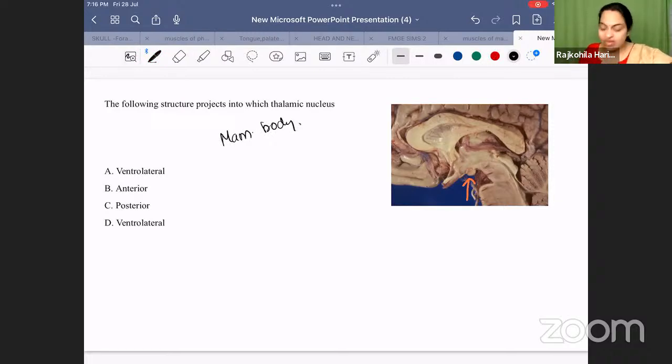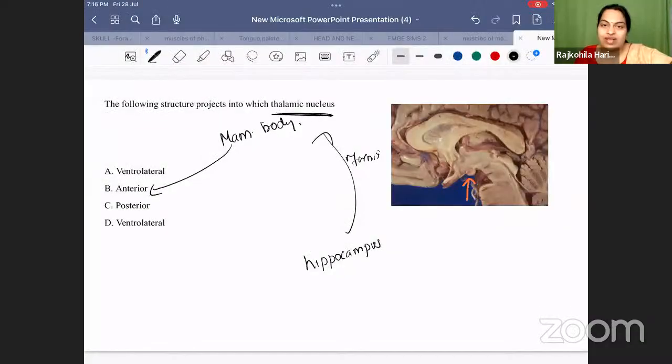So what is coming to this? Again, that's the fornix, right? And from where is it coming? From the hippocampus. It's part of your Papez circuit, right? And from the mammillary body, where is it going? It's going to the anterior, right? Yeah, so this was a repeat question. You should remember that this is your thalamic region. It goes to the anterior nucleus of the thalamus.